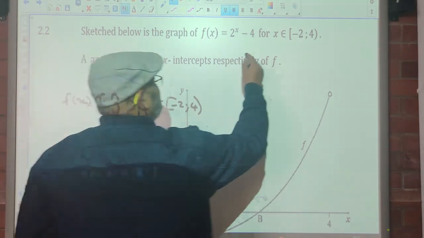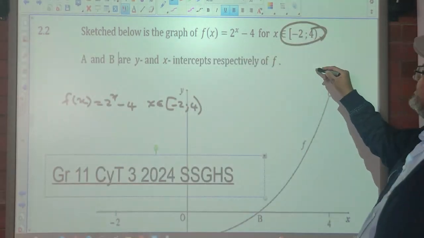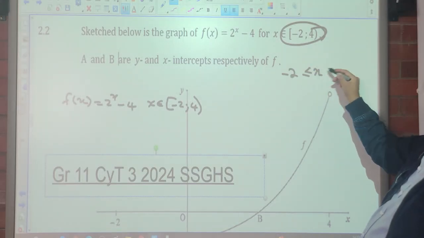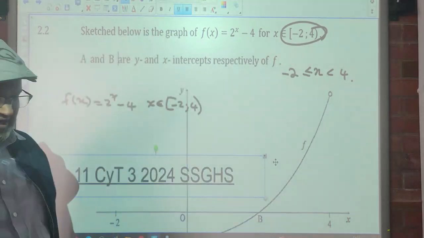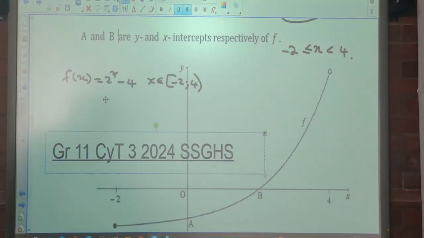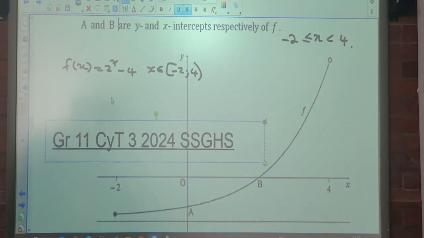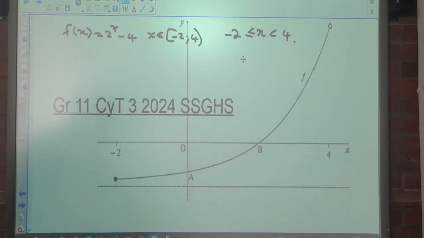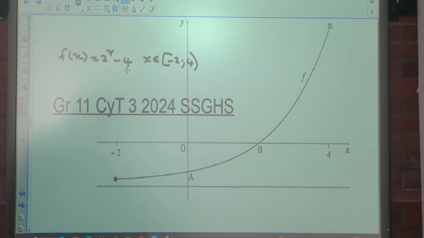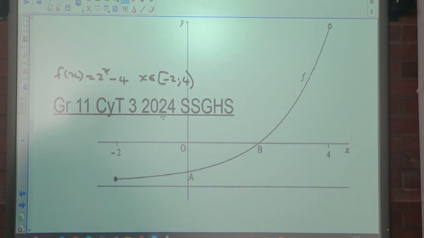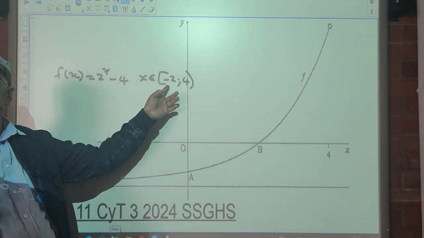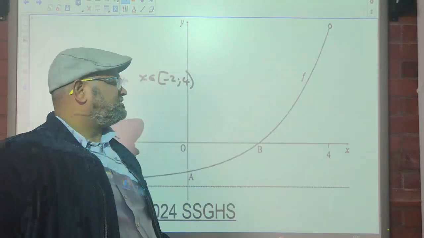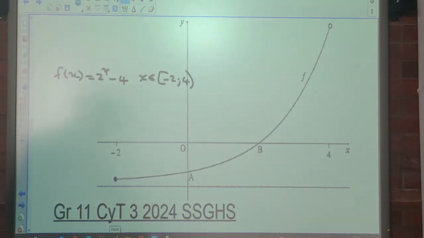If I have to write this as an inequality, we would have x is greater than or equal to negative 2, but less than 4. This is just another way of writing it. A and B are the x and y intercepts of f. That is why there is a closed circle, because it's inclusive of negative 2, and an open circle at 4.